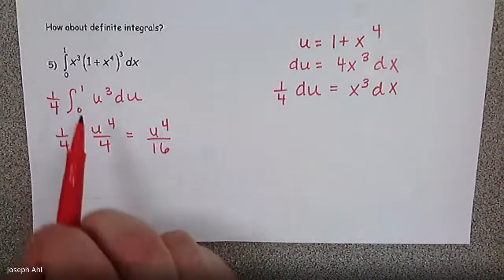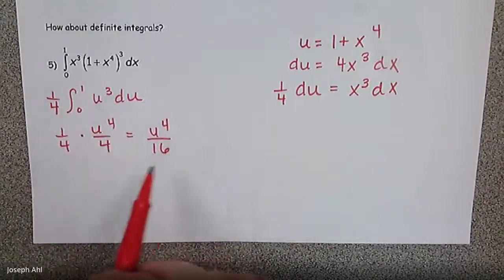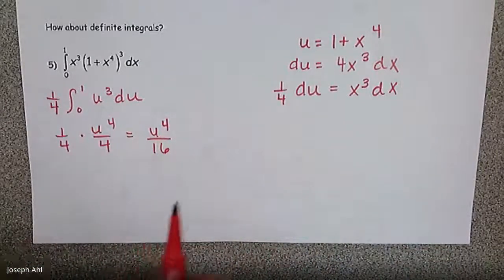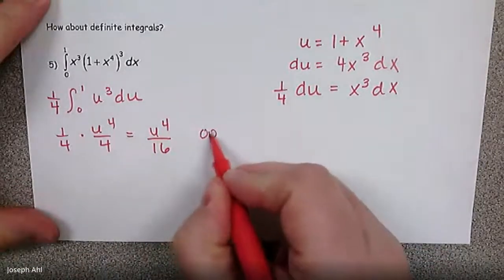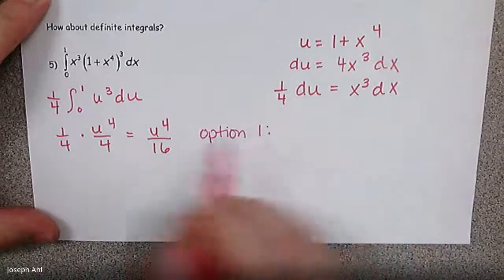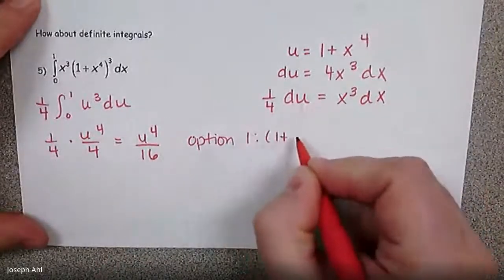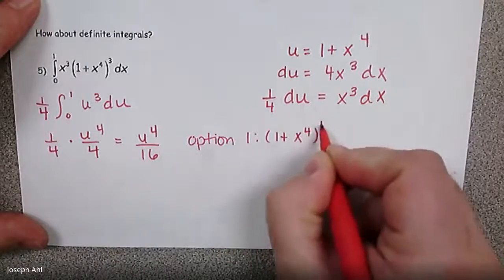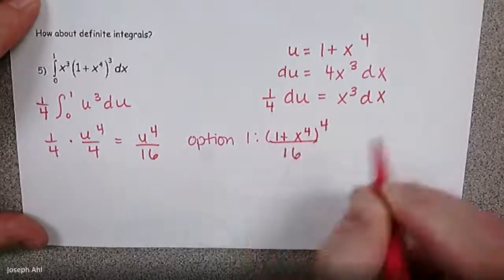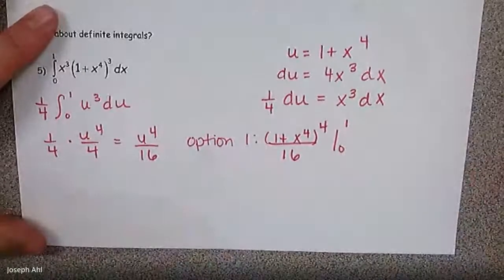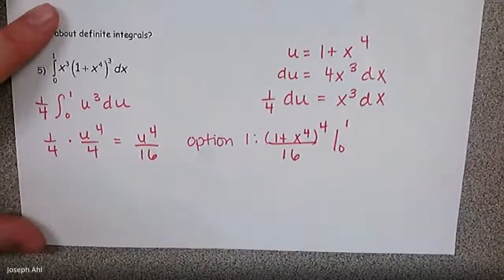You can't use these bounds if you're going to leave things in terms of u here. So you have 2 options from here. Option 1 would be to replace u with the x quantity up here. So let's do 1 plus x to the 4th over 16 and use the original bounds of 0 and 1. So that's one option. So let's just go ahead and see what happens if I do that.